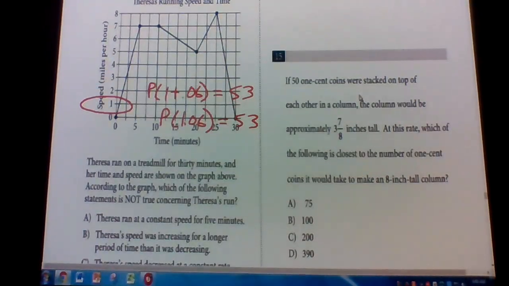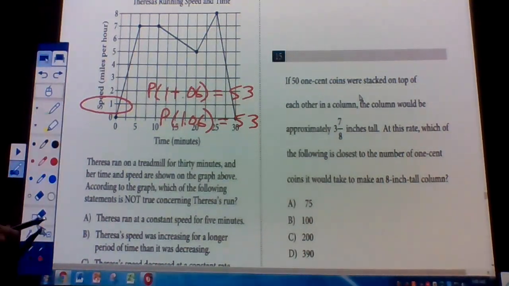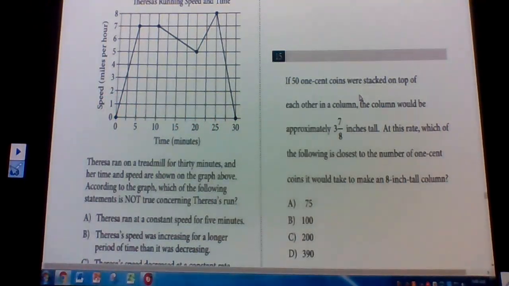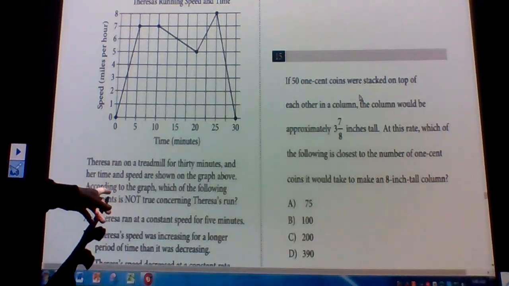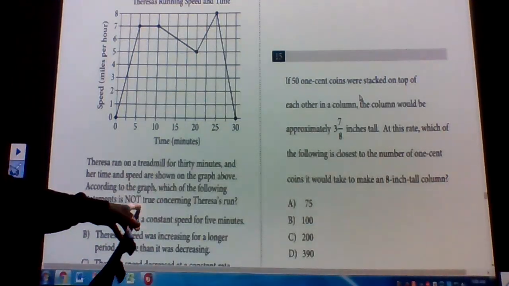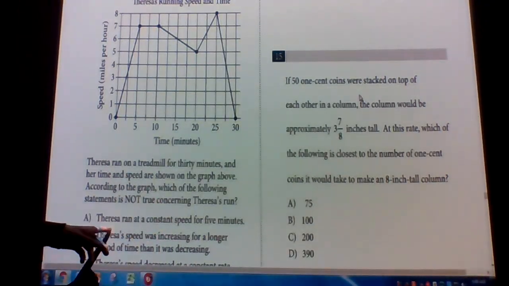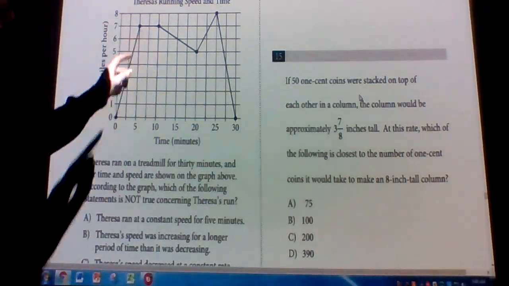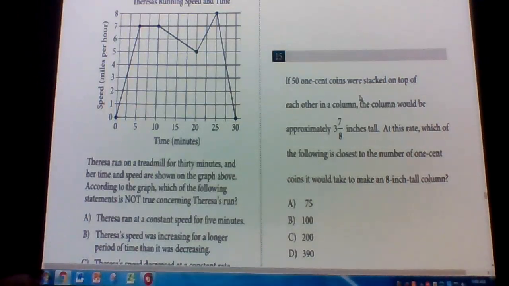Okay, 13. Teresa's running speed and time. All right, let's go through the answer choices here. Teresa ran on a treadmill for 30 minutes and her time and speed are shown on the graph above. According to the graph, which of the following statements is not true? We're looking for the one that is not true. Teresa ran at a constant speed for 5 minutes. Yes, she did. Between 5 and 10 minutes, she ran at a constant speed. So it's not A.